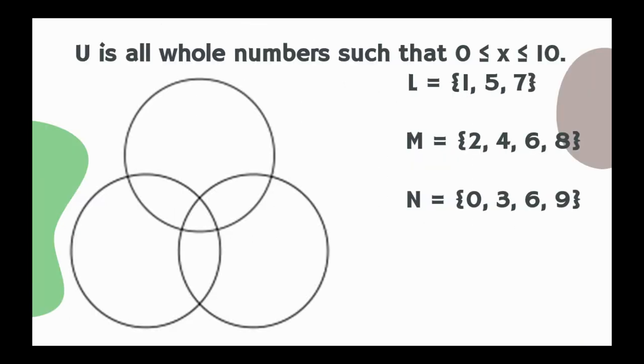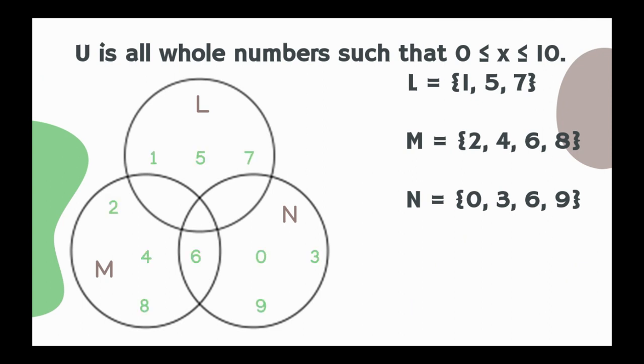Let's try another one. So again, pause the video and see if you can put these in the right spots. It doesn't really matter how you label your circles. I chose to go with L on the top and then M on the left and N on the bottom. Doesn't matter. But go ahead and pause the video and put these sets into the Venn diagrams and see how you do.